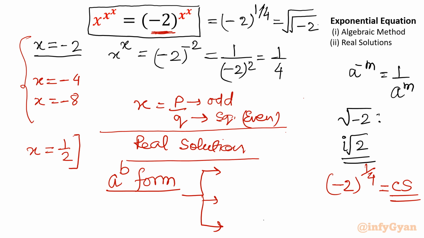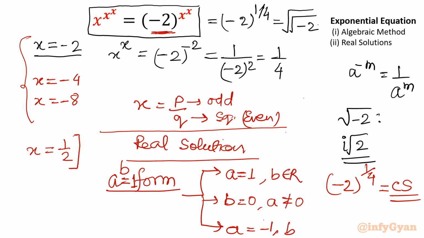So let's see the forms of a raised to the power b. First, if a is equal to 1, the base is equal to 1, and b is real, then a^b equals 1; the left-hand side would be 1. Second case: when the power is 0 and the base is non-zero. Third case: if the base a is -1 and at the same time b is even. In these three cases, if the right-hand side is 1 and the left-hand side is in a^b form, then we can have three forms of solution. Let's solve using this.